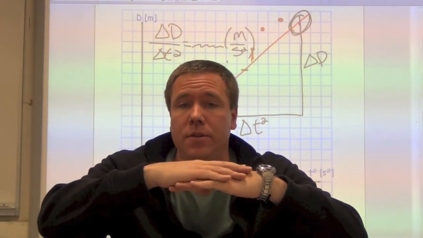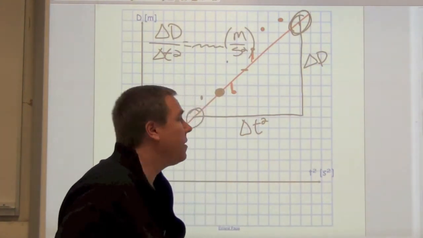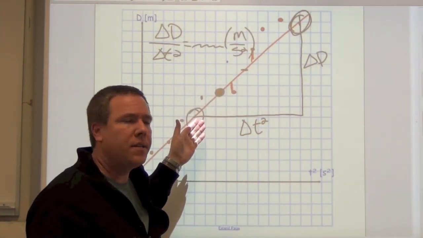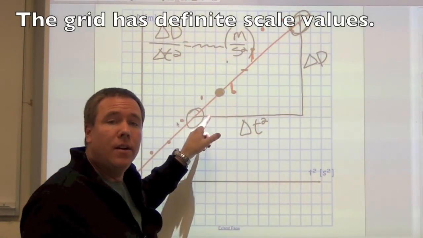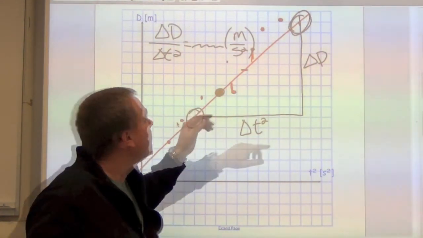So do not use the data points when you draw this triangle. Hopefully you can find where the line goes through the grid. Why do we want the grid crossing? Because the grid crossing has a definite scale. There's no uncertainty where that point is.